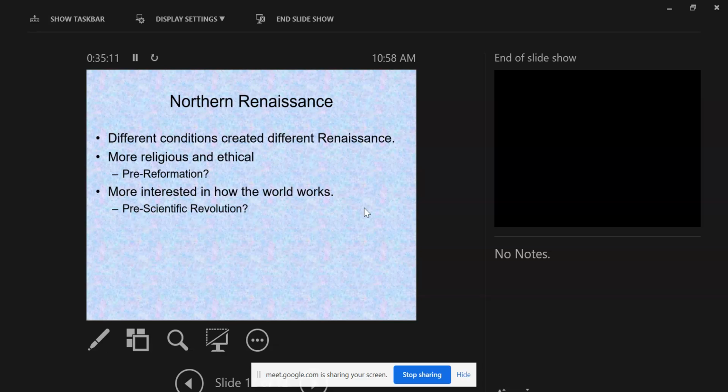And the farther away you get from the Pope, the more people are concerned with religion. People in Rome are pretty corrupt and don't care too much about Christianity. Get a few hundred miles away, people really are concerned with Christianity. Instead of being so self-centered and selfish like they are in Italy or the Italian Peninsula, they're more religious, more ethical, and it's kind of pre-Reformation. And once again, they're also more interested in the way that the world works. They're interested in figuring out what's happening scientifically.